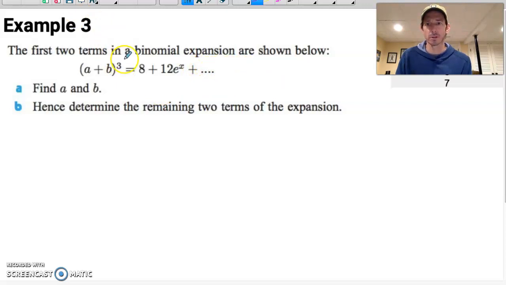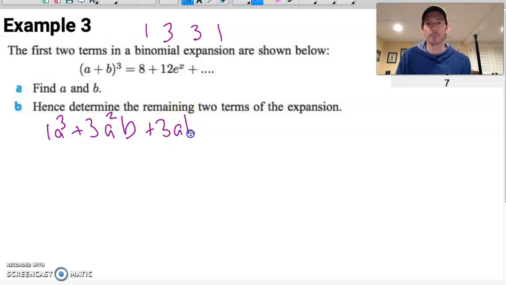Obviously, this is an expansion of a third power. So I do know in that third row of Pascal's triangle, my coefficients would be 1, 3, 3, and 1. So I know of all the four terms, these would be the automatic coefficient drop-ins. So it wants us to find a and b. So if I'm expanding this thing, I'm just going to generically write 1a cubed plus 3a squared b plus 3ab squared plus 1, no more a, b cubed.